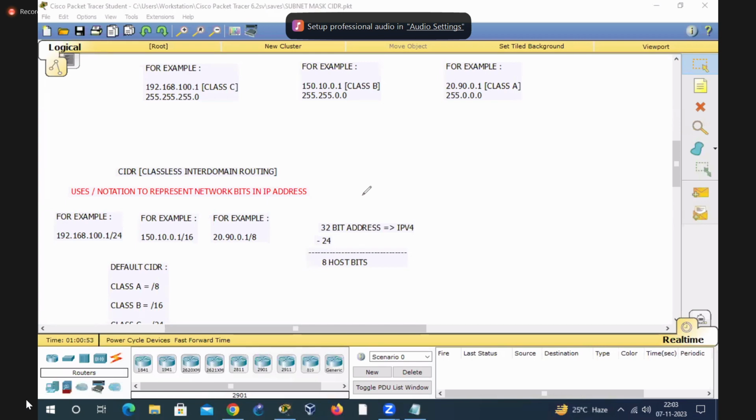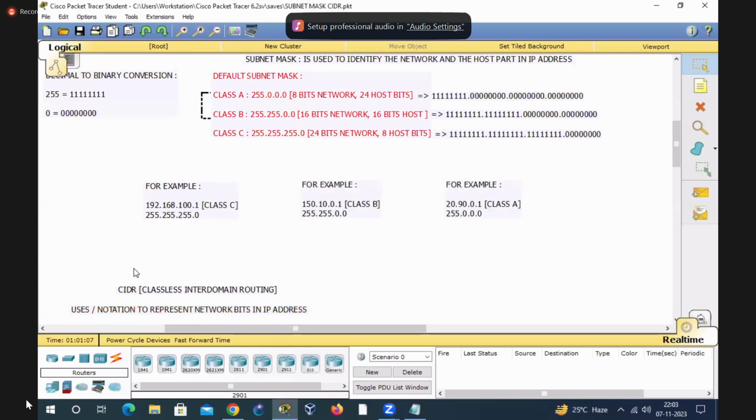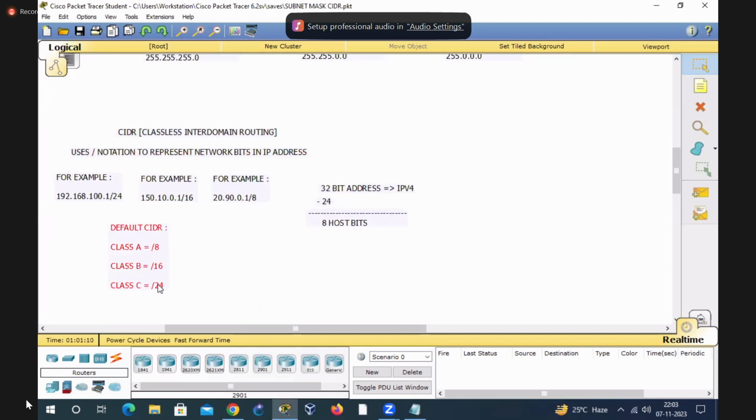So every single machine knows all these IP addresses. They know the ranges of class A, B, C, all these ranges. They know the default subnet mask. They know the default CIDR. Just like your default subnet mask here, you have a default CIDR. For class A, it is slash 8. Class B is slash 16. Class C is slash 24.